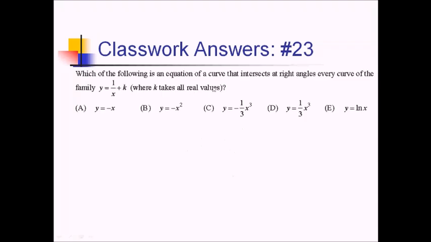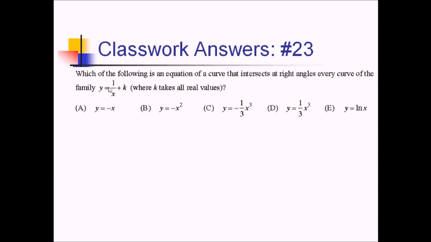For this problem, which of the following is an equation of a curve that intersects at right angles every curve of the family y equals 1 over x plus k, where k takes on all real numbers. So the key on this one is that we need to intersect at right angles. That means that the curve that we're looking for is perpendicular to this curve. What that means is that the slopes of our two curves have to be opposite reciprocals. So let's start by finding the slope in general at every value k for this curve, and then we'll take the opposite reciprocal of that.